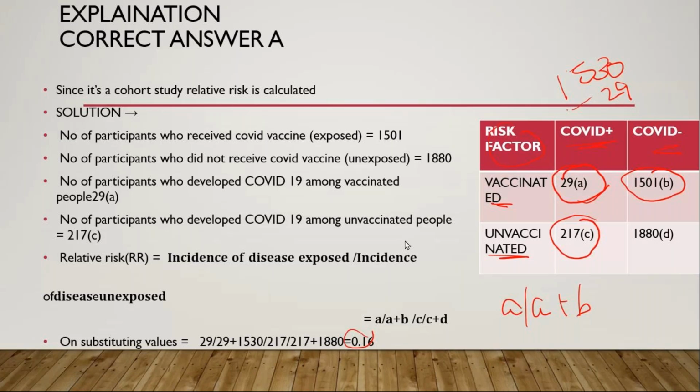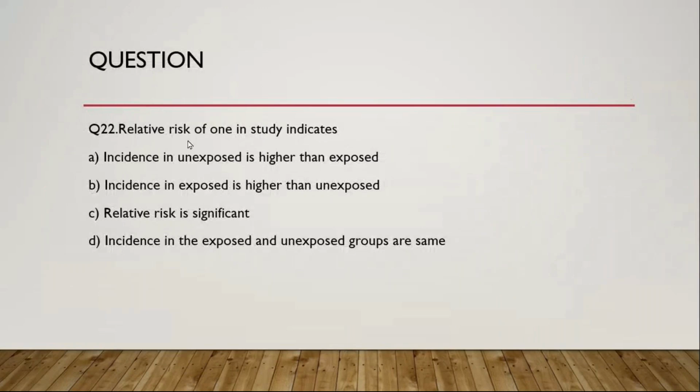Yes, ma'am. Now the next question: relative risk of one in a study indicates. Option A, incidence in unexposed is higher than exposed. Option B, incidence in exposed is higher than unexposed. Option C, relative risk is significant. And option D, incidence in the exposed and unexposed group are same. So what will be the answer? Option D. Yes, so incidence in the exposed and unexposed group are same. Good.